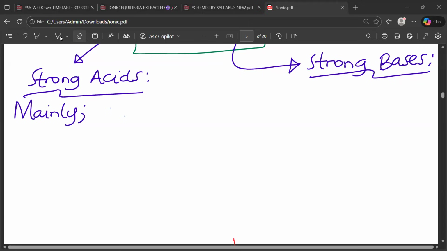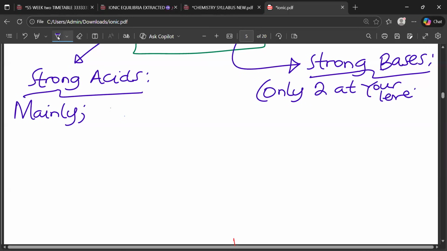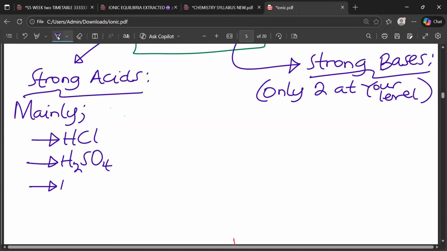So the strong bases are only 2 at your level. Thank God you mentioned them. And for the strong acids, we usually mainly use a few. Of course, not all. So we have the HCl, which is the hydrochloric acid. We have the sulfuric acid. We have the nitric acid. And etc. Those are the main ones. Yes, they're the main strong acids.